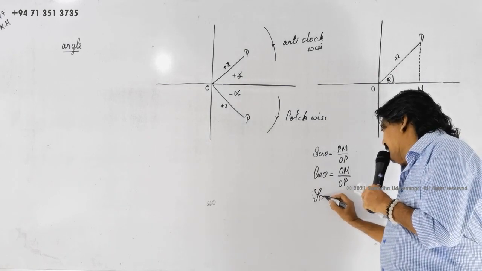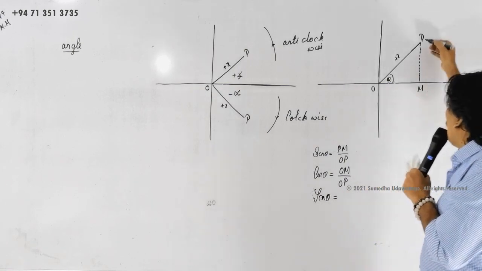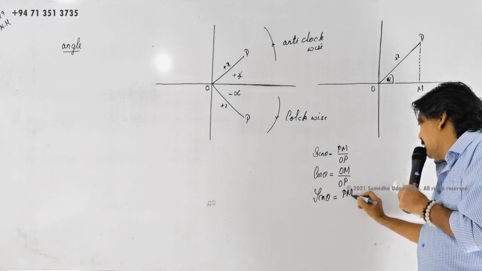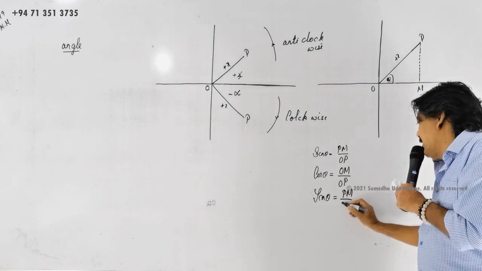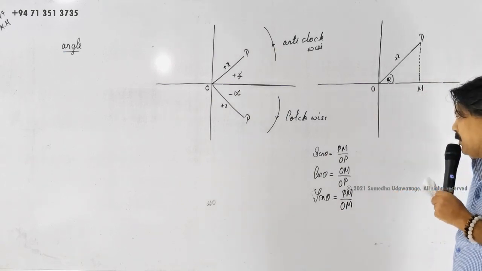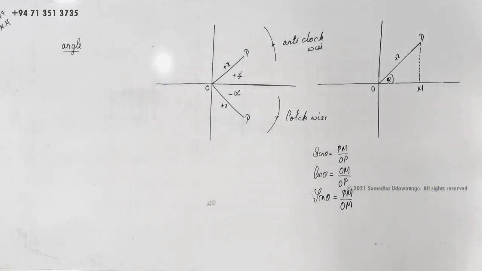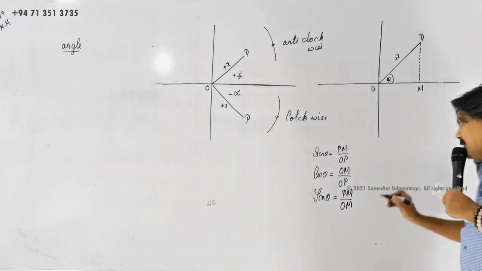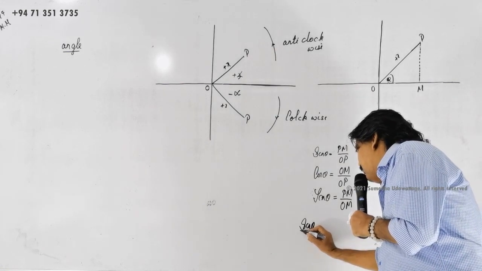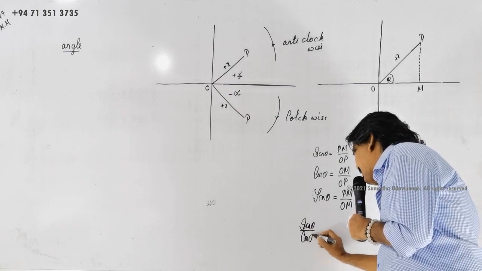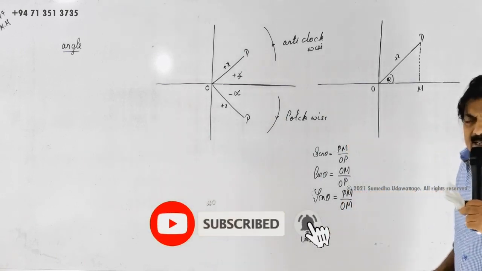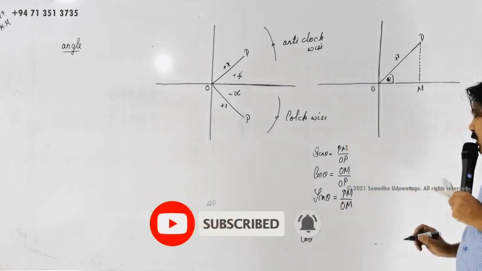Then tan theta is equal to opposite divided by the adjacent, PM divided by OM. Furthermore, you get sin theta divided by cos theta. This you didn't talk of when you were in the O-level class. Sin theta divided by cos theta.